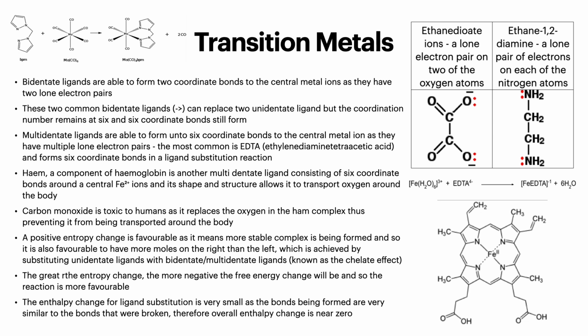Then you've got heme, so heme, I think it may be, or heme. That would make sense, seeing it's the same spelling as hemoglobin. But so heme is a component of hemoglobin. And it's another multidentate ligand consisting of 6 coordinate bonds around a central Fe2+ ion, and its shape and structure allows it to transport oxygen around the body. So this is the structure you can see in the bottom right of the presentation.